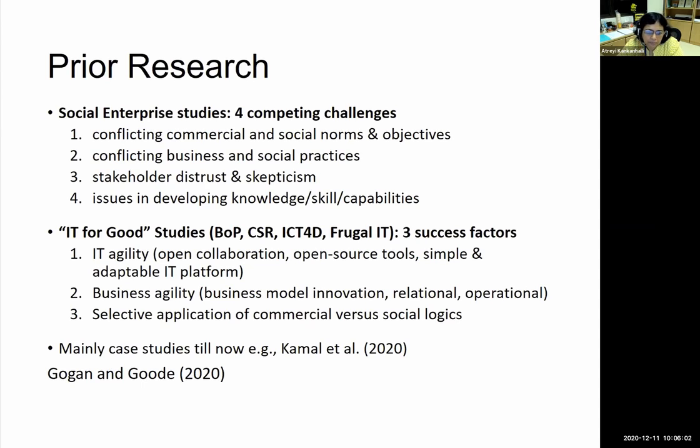So I'm referring to this paper by Gogan and Good. It's included in my list of references. They talk about 3 success factors. One is IT agility, the second is business agility, and the third success factor for social enterprises is a selective application of commercial versus social logics.